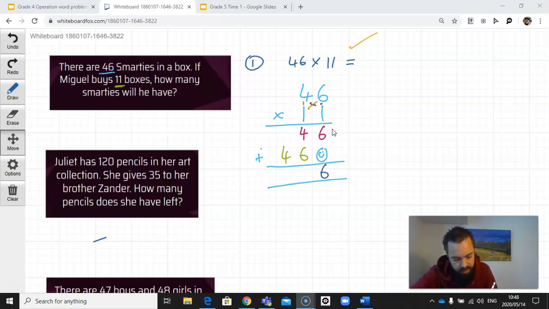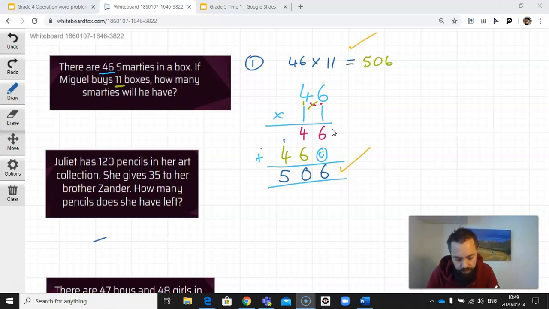So 6 plus 0 is 6. 4 plus 6 is 10, carry the 1. And 1 plus 4 is 5. So Miguel has 506 Smarties altogether. So that's the second mark for writing that down. Some of your teachers might ask you to now put this answer up here. So they might ask you to write 506. I don't. For me, the number sentence is fine without the answer, because your answer is at the bottom, and it now comes into the third mark, which is the answer sentence.